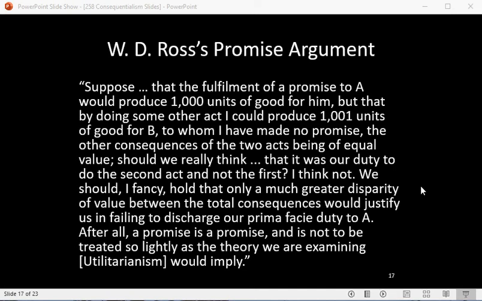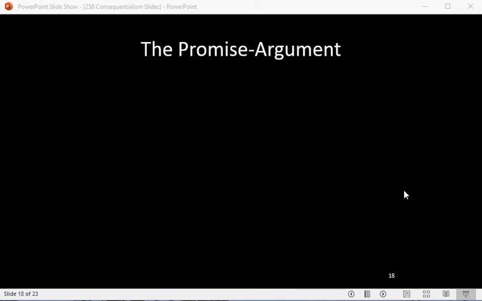"I think not," Ross writes. "We should, I fancy, hold that only a much greater disparity of value between the total consequences would justify us in failing to discharge our prima facie duty to A." What Ross is saying here is, if you make a promise, you should keep it, unless you could do a whole lot better by breaking it. And he says, "After all, a promise is a promise, and is not to be treated so lightly as the theory we are examining," which happens to be utilitarianism, "would imply." Okay, so, a lot of words. He's a fancy writer, but I hope the idea there is pretty clear.